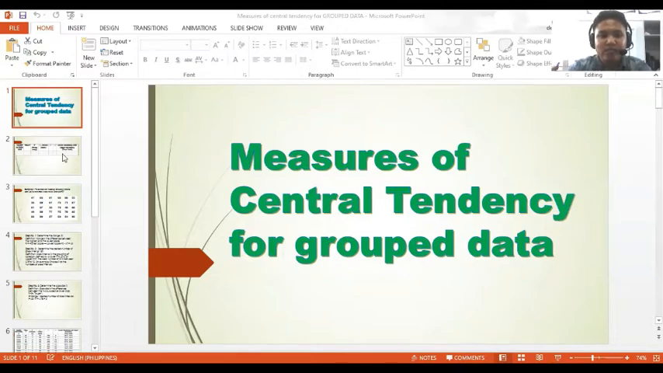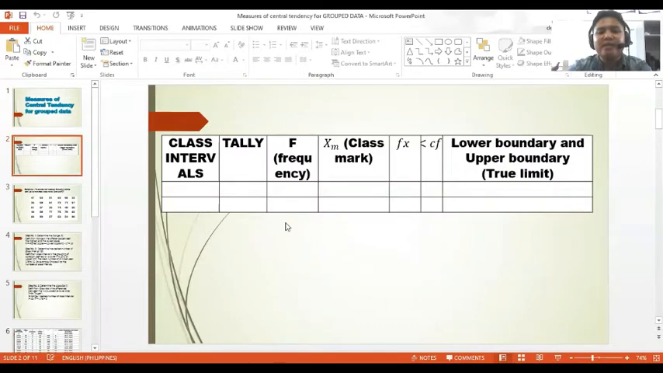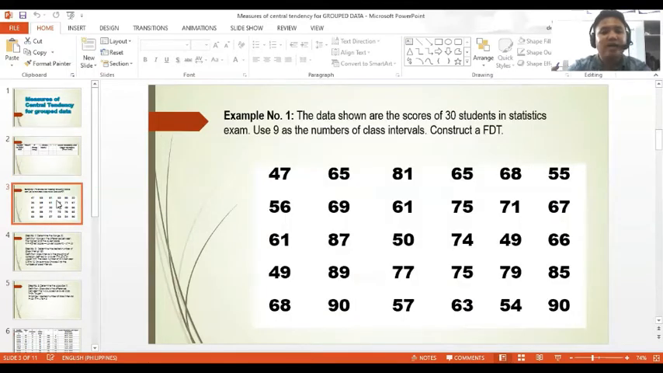So, let's proceed. Ito yung dapat tandaan natin or makikita natin doon sa frequency distribution table natin. Meron tayong class intervals, itatali natin yung mga scores and frequency and class mark. Yung class mark, another term nito is the midpoint. And fx, minomultiply natin yung frequency tapos yung class mark or midpoint natin. Next is the less than CF and lower boundary and upper boundary, or another term yan is true limit. So mag-proceed na tayo sa given example.